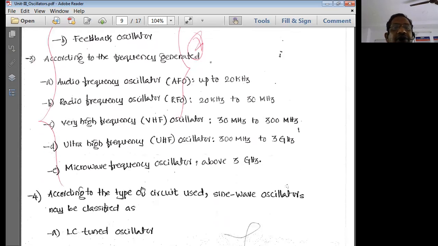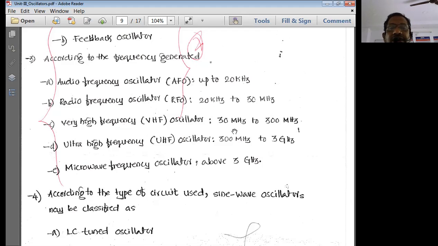And next, according to the frequency generated by the oscillator circuits, because oscillators are going to produce an AC signal. AC means it has to produce a signal with a certain frequency range. So based on the range of frequencies produced by the oscillator, we classify them. If the frequency is from 0 to 20 kilohertz, it is called audio frequency oscillators. If the frequency range is between 20 kilohertz to 30 megahertz, it's called radio frequency oscillators.